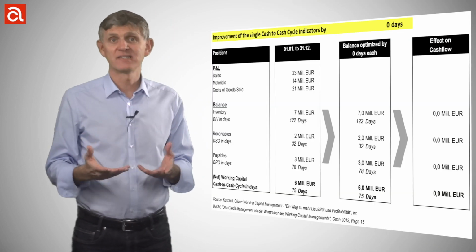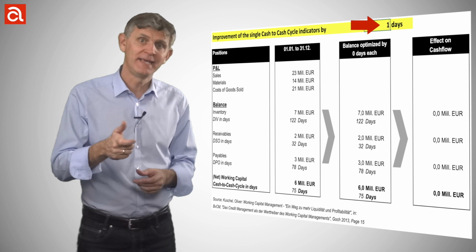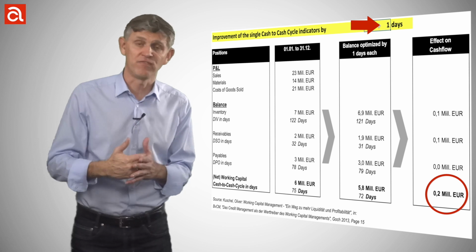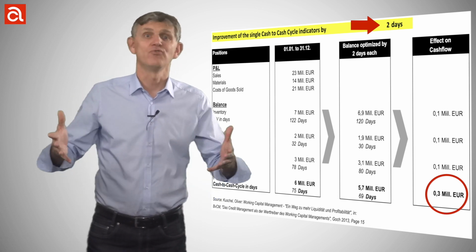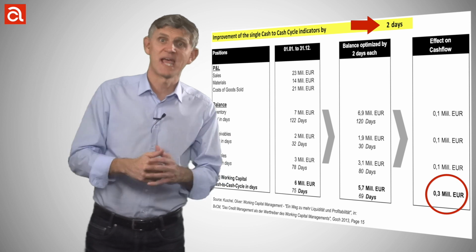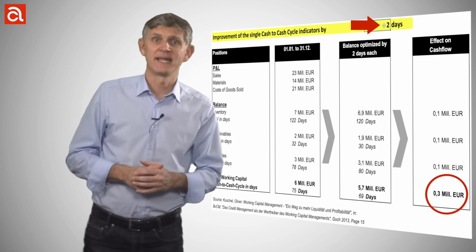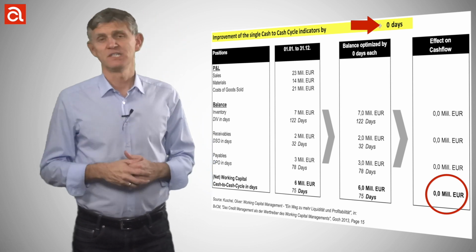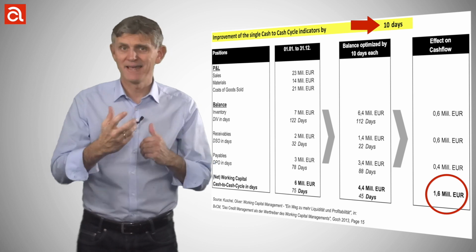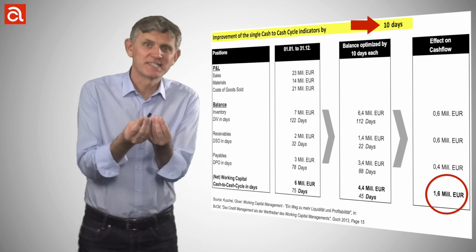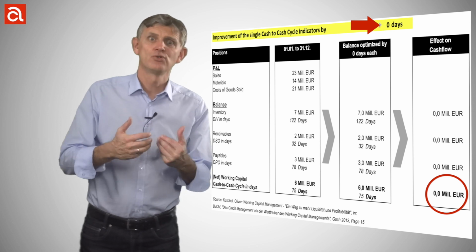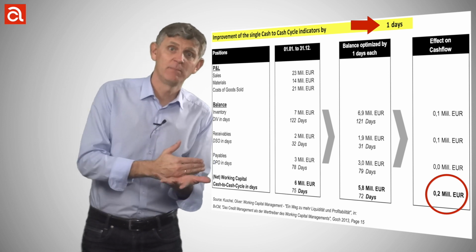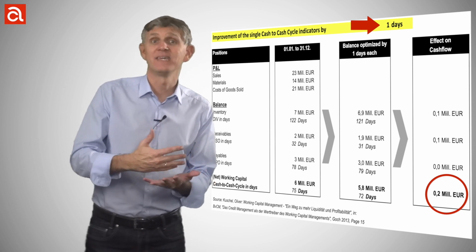I have brought an Excel spreadsheet where you can simulate with the figures of your company what will be the effect if managers can reduce these days sales outstanding, days payables outstanding. What is the impact to the overall liquidity? I use this tool to work with the managers to make them sensitive for the figures, to show them that even one day earlier payment of customers can make a big impact.